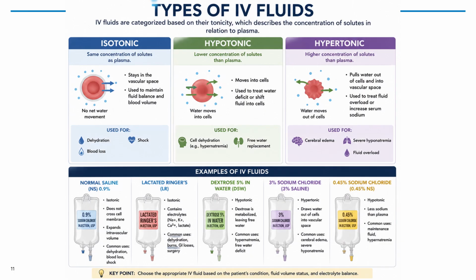When D5W is hanging in the IV bag, it is isotonic because the dextrose contributes to its osmolarity, but once it's infused in the body, the body rapidly metabolizes the glucose, which leaves behind free water. And so that is why D5W acts physiologically as a hypotonic solution, which allows water to move into the cells.